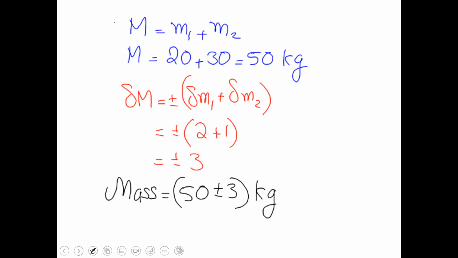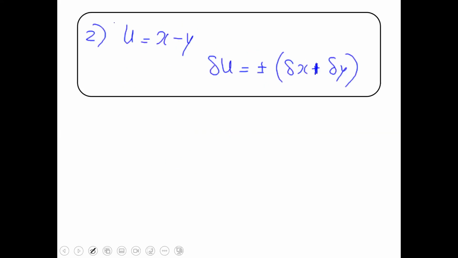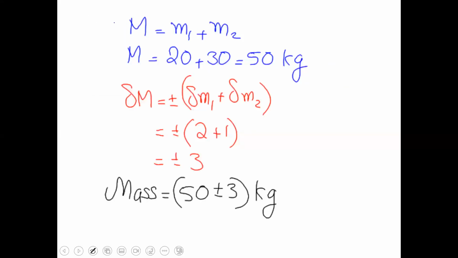So what is the procedure? You have to add the numbers separately and add up the uncertainties separately. In the end, you can combine them in a single equation, in a single value. Now, rule number 2. Ariba, have you copied it? Yes, sir.